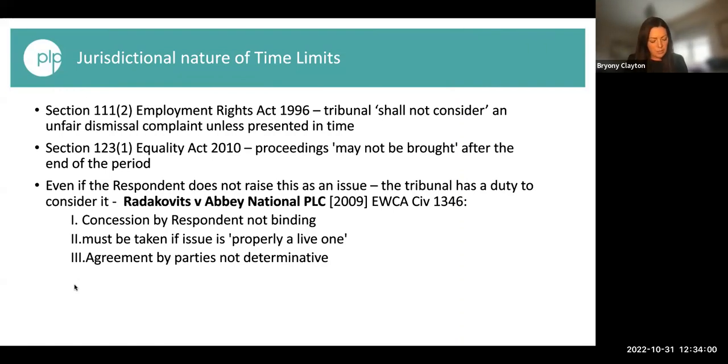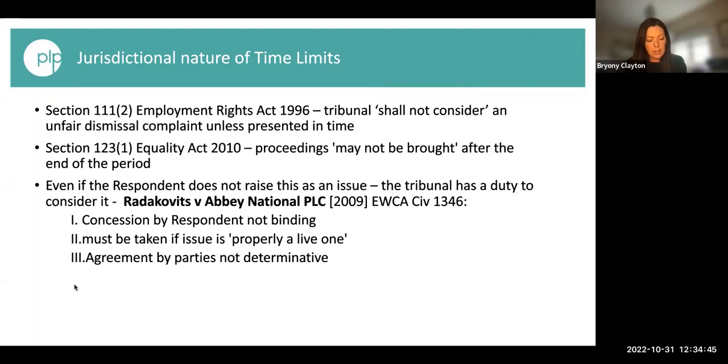So we've referred there to the Radakovits and Abbey National PLC case, a Court of Appeal case. In that case, the unfair dismissal claim was a day late. There was a PH listed to consider jurisdiction and the respondent conceded that the claimant's claim was in time. Acting on that basis, the tribunal set case management directions for a final hearing. The tribunal didn't give any declaration or make any judgment as to the time limit issue because of the concession. Two years down the line, at the final hearing, of its own motion, the tribunal decided that the claim was out of time and that there was no jurisdiction to hear it.